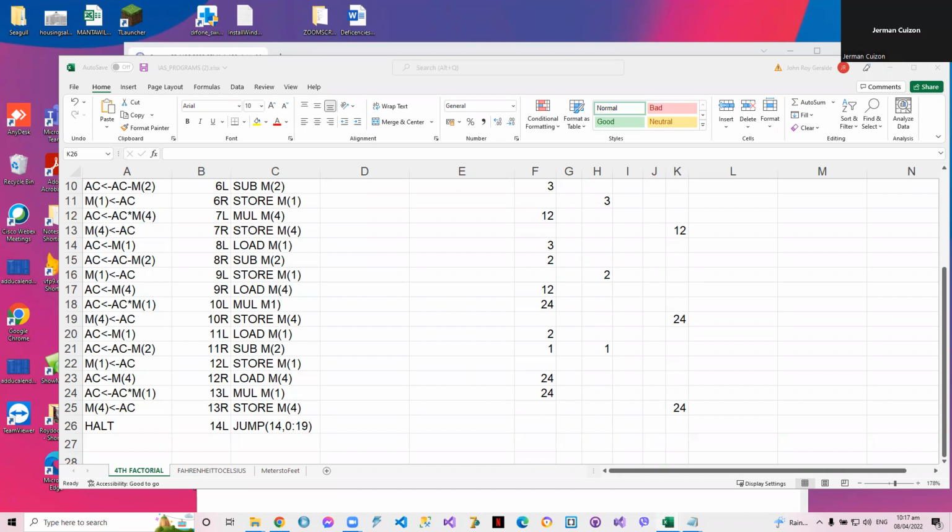Now, the halt is done using a jump to the same address. Jump 14L. 14, 0 to 19 is left because 20 to 39 is right. Right part.